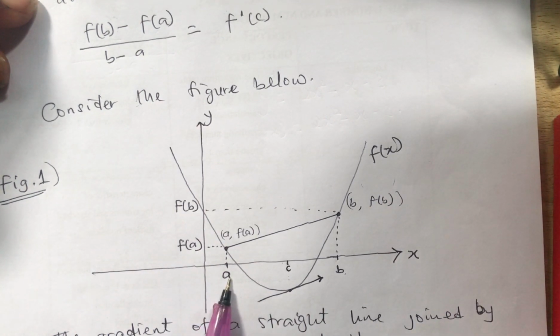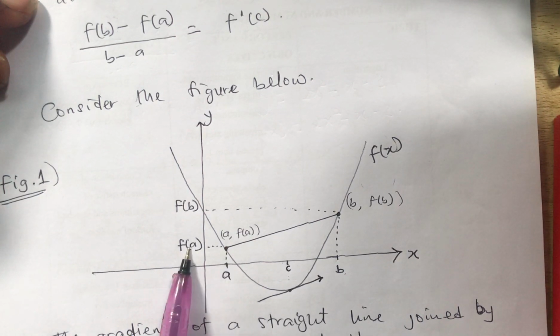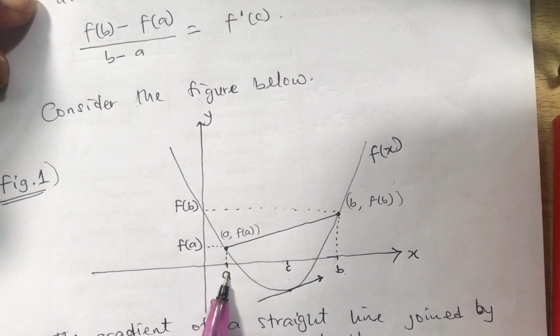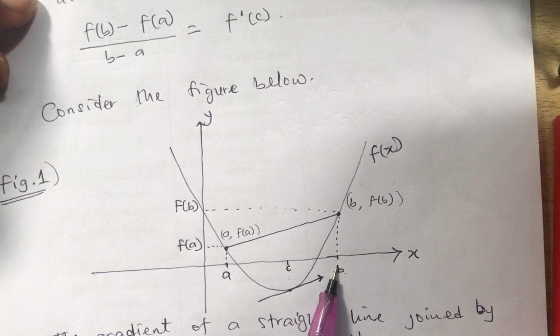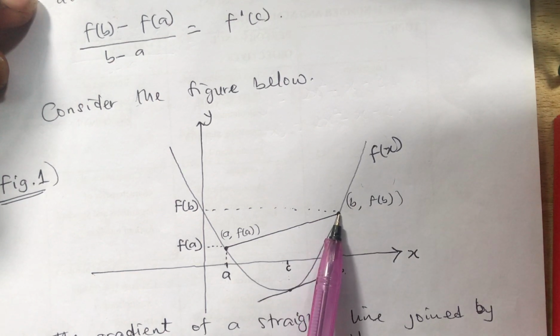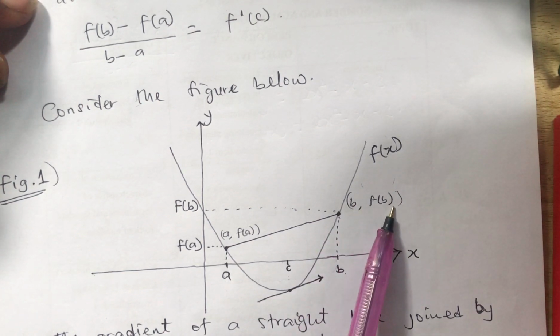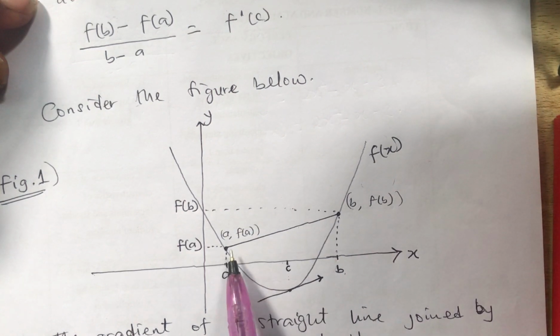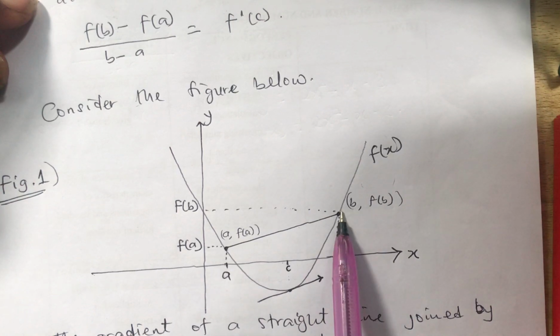That is why when x equals a, then y equals f of a, and the point at which they intersect is (a, f(a)). Likewise, when x equals b, we have y equals f of b, and the point of intersection is the point (b, f(b)). Now we draw a line joining these two points, and the line joining these two points is what we call the secant line.